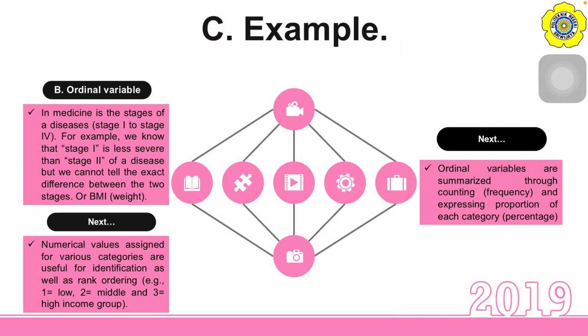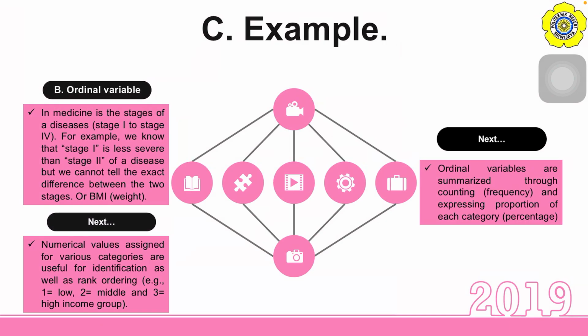And the next example is when we calculate our weight or BMI. The next, this variable uses numerical values assigned to various categories, but differs from the nominal variable. This variable is useful for identification as well as rank ordering. For example, 1 is low, 2 is middle, and 3 is high income group.